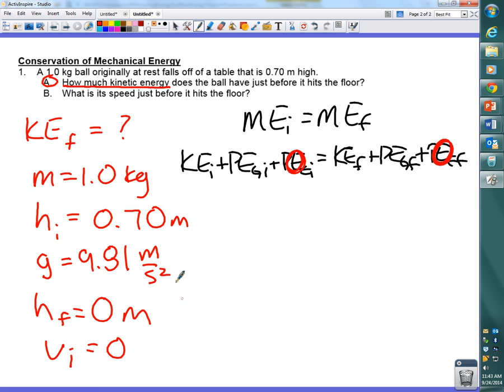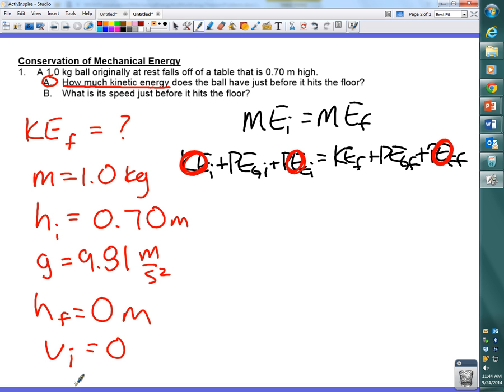Based on the information that we got out of the problem before we even started this, we can eliminate a couple more things from this equation. All right? Jack, what did you tell us about the initial velocity of this ball? It's zero. If the initial velocity of the ball is zero, what else is going to be zero? Nope, not necessarily. Matt, what were you going to say? Not the final kinetic energy. If the initial velocity is zero, the initial kinetic energy will also be zero.